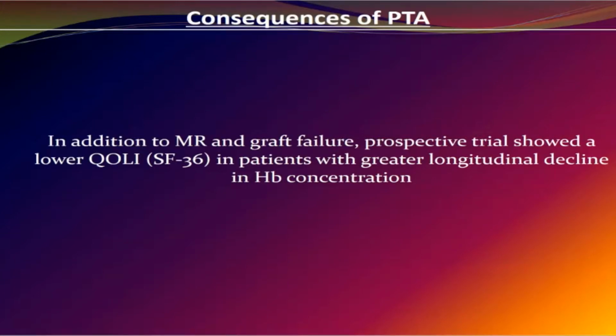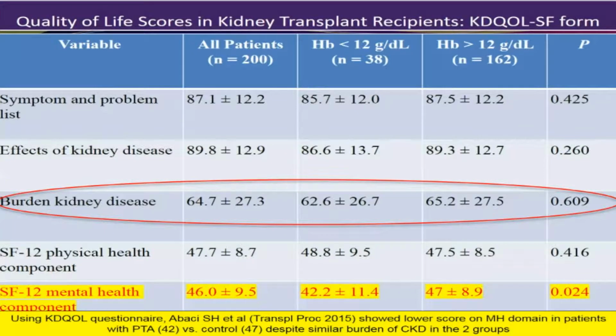In addition to mortality rate and graft failure, prospective trial seems to suggest that there is lower quality of life index in patients with a greater degree of anemia. And using kidney disease quality of life questionnaire, Abashi et al. show that there is lower score on mental health domain in patients with post-transplant anemia as compared to the control. This is despite similar burden of chronic kidney disease in the two groups. The effects of kidney disease and symptoms and problems associated with kidney disease is also similar in both groups.